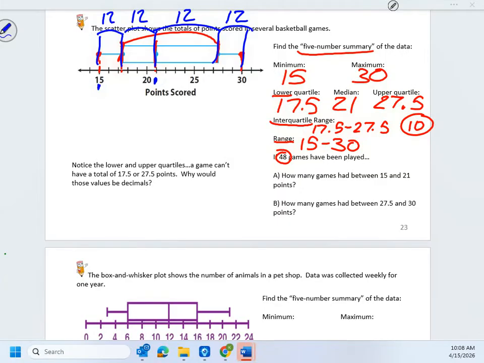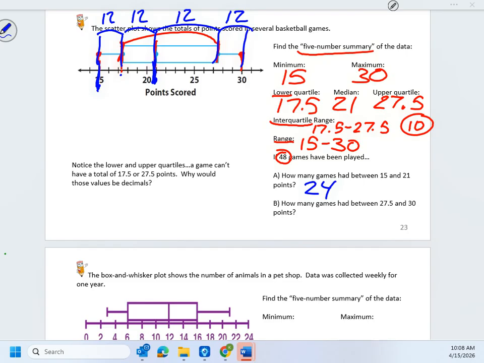12. 12 would be to here. I want to go from here to here. 24. 24. So you have to look at where that range is that it's asking about. This was asking about 2 of our parts, so I had to add those 2 parts together.